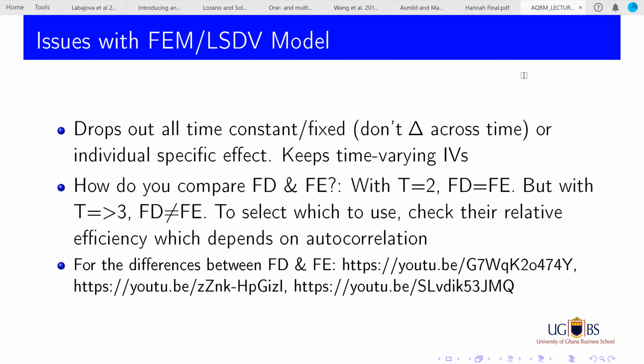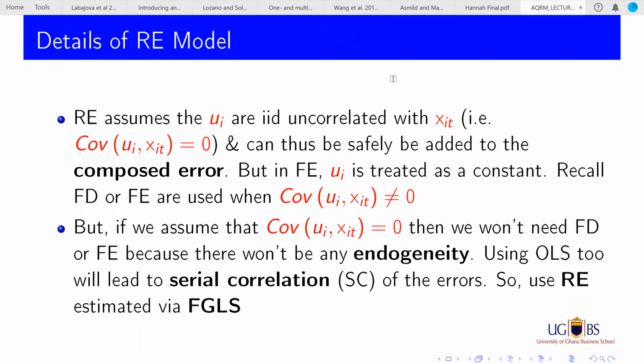This is the last model, the random effect model. It is the last model we are going to use to explain how to deal with the unobserved heterogeneity. So what random effect does is this. It assumes that the UI, the unobserved factors, are independent and identically distributed. They are also not correlated. This is very important.